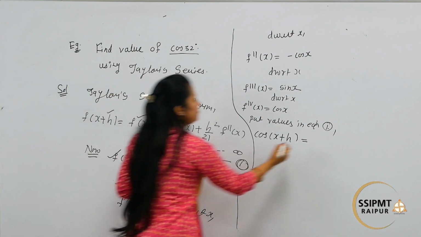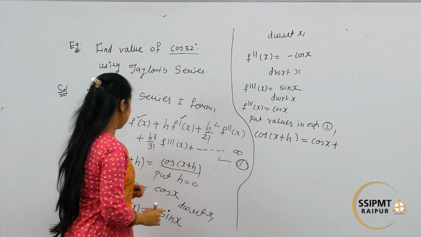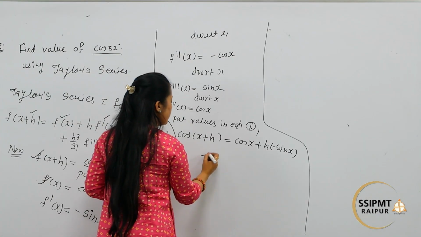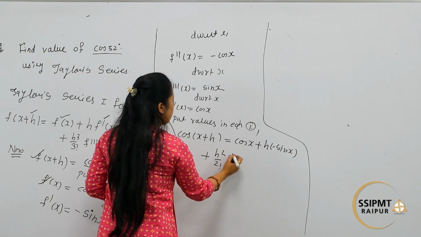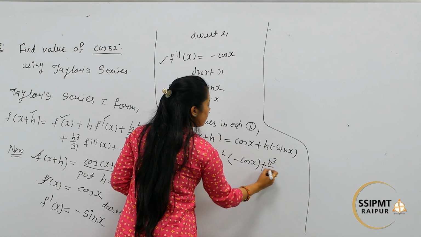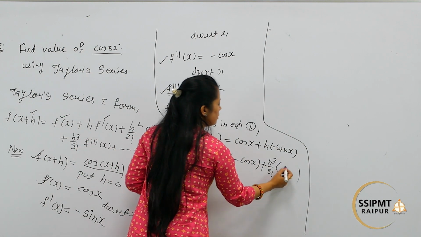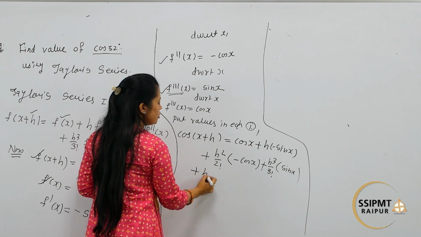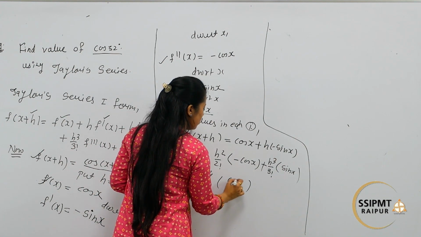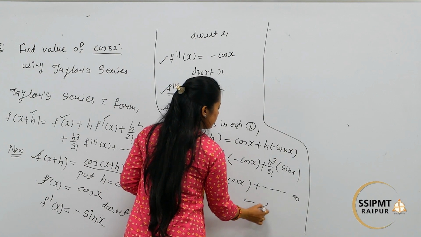f x is cos x plus h f dash of x. So it will be h into minus sin x plus h square by factorial 2 f double dash x, which is minus cos x, plus h cube by factorial 3, and differentiation of minus cos x, which is f triple dash, is equal to sin x, plus h to the power 4 by factorial 4, and f fourth derivative of x, which is again cos x, and so on up to infinity. Now take it as equation number 2.